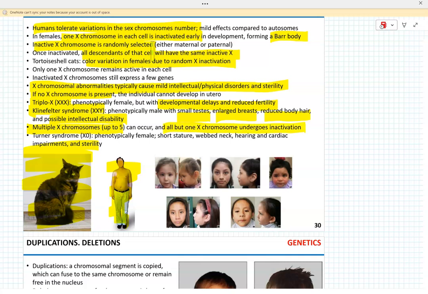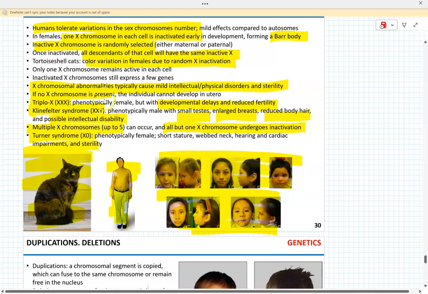All but one X chromosome undergo inactivation. Now, in Turner syndrome, when there is only one X chromosome, individuals are phenotypically female. They all have short stature, webbed neck, often impairments in hearing and heart function, and they are sterile.